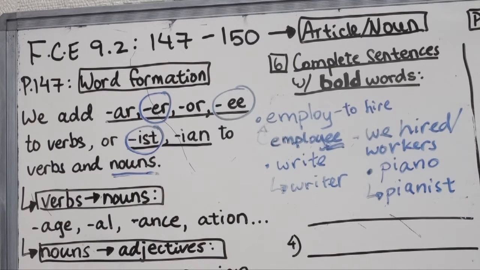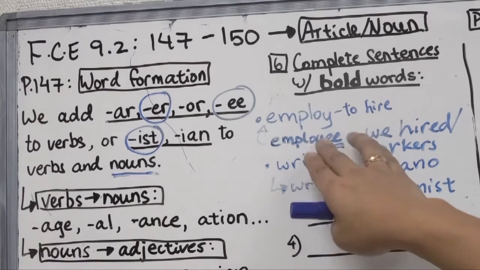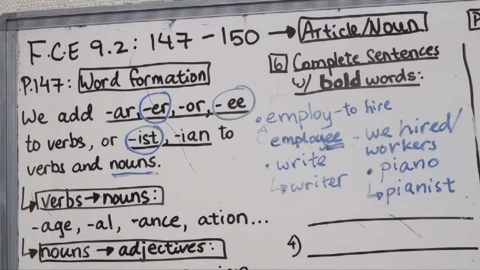Because it's too complicated to say the person who writes, or the person who is employed, or the person who plays the piano. It is too clumsy. So we form words from the original forms, such as verbs and nouns.